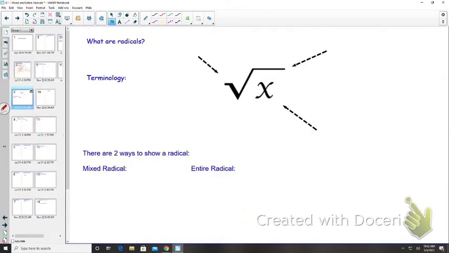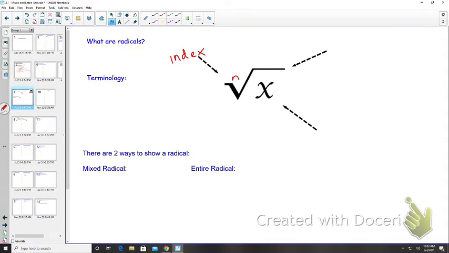Okay, so let's talk about some terminology today. This thing right here, that n, says what root it's going to be. If it's a 2, it's a square root. If it's 3, it's a cube root. If it's 4, it's a fourth root. So that's just n. We call this the index. The index is what root we're doing.